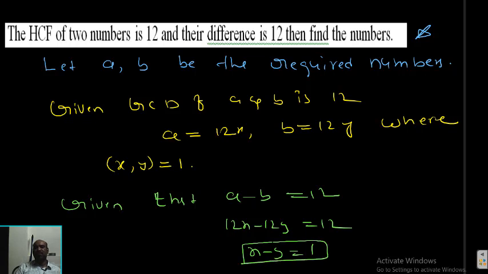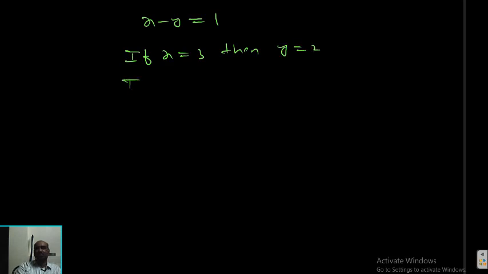Now you want to find x and y values first of all. A and B are the required numbers. If I know x and y values, after that I can find A and B values. So here I want to find x and y values so that the difference is 1, and x and y are coprimes. So x minus y equal to 1. There are infinitely many numbers. If x is 3, then y is 2. See, they are coprimes only. If x is 4, then y is 3 only. They are coprimes, and so on. Infinitely many exist.